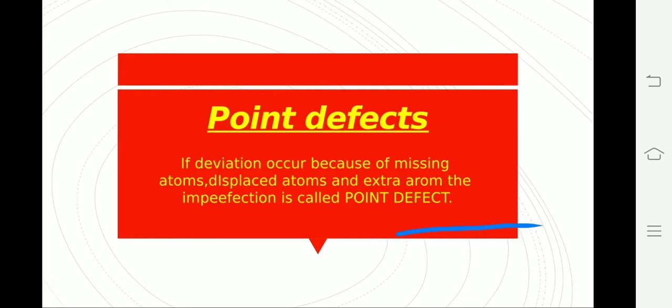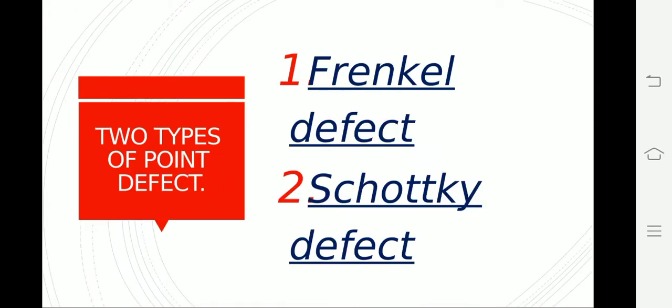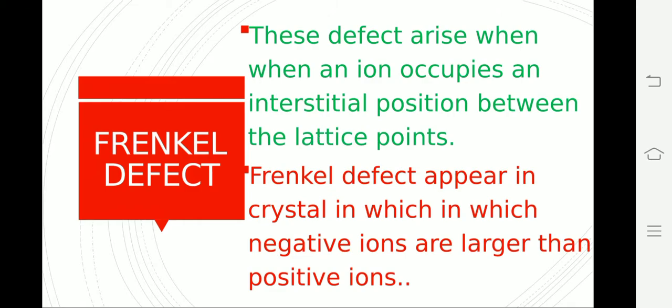Now let us start. There are mainly two types of point defects. First is Frenkel defect and second is Schottky defect. In this lesson, we're going to talk about Frenkel defect. So first, the definition of Frenkel defect. These types of defects arise when an ion occupies an interstitial position between the lattice points.